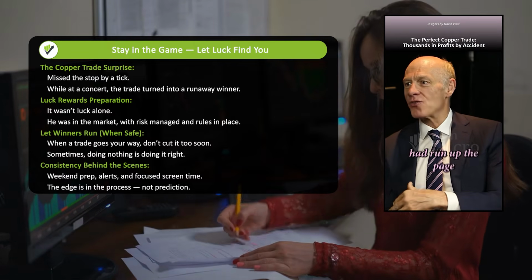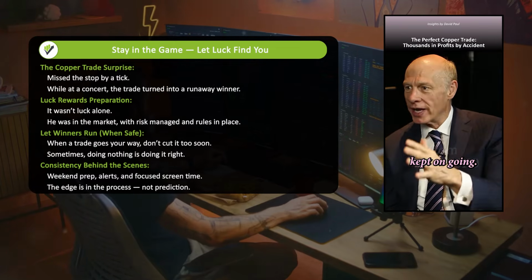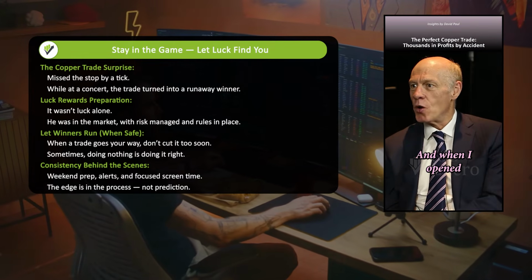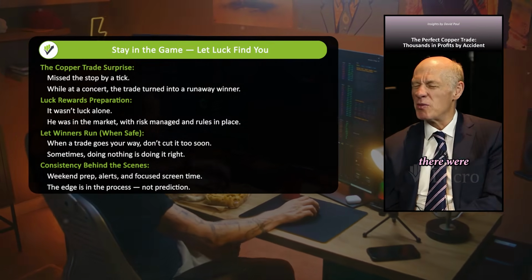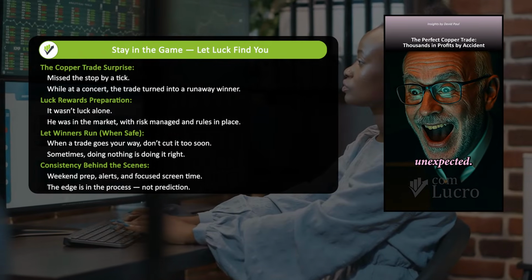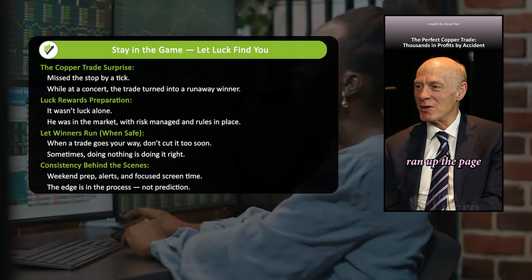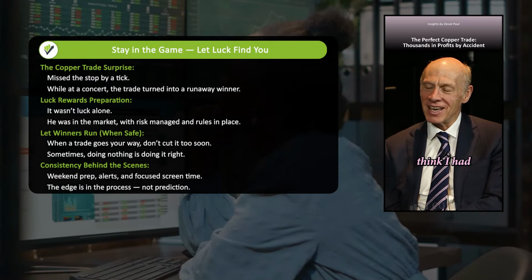And the copper price had run up the page, just ignored all those fib levels, it just kept on going. And when I opened up the brokerage account, there was thousands in it, completely unexpected. So I think that stands out as a wonderful trade. I just let it run. It ran up the page for weeks on end because I didn't think I had a position.